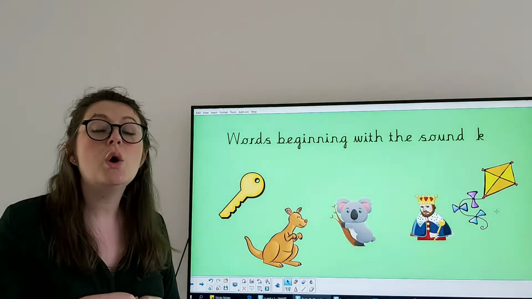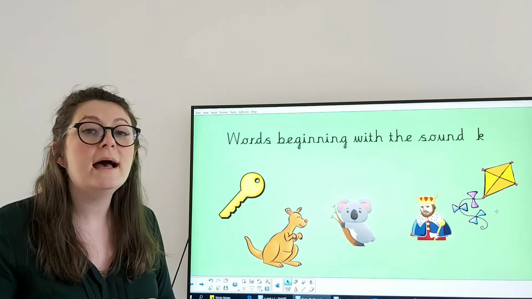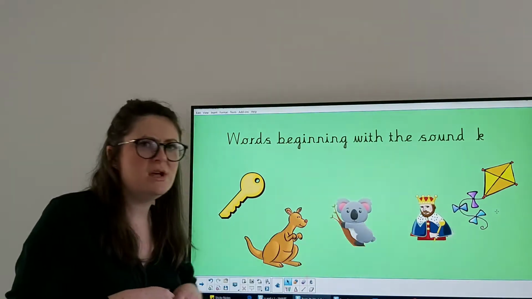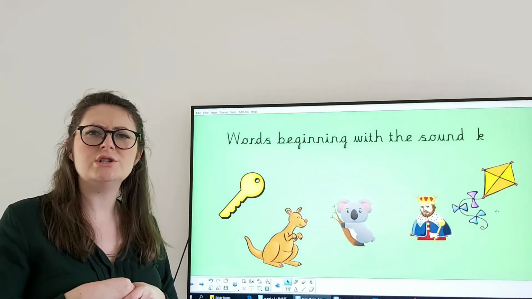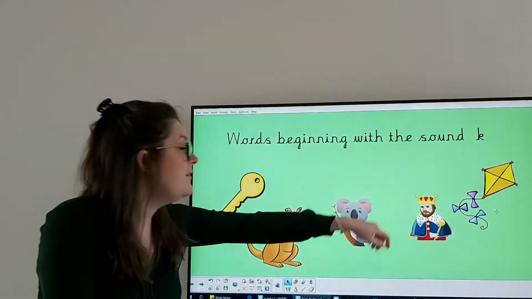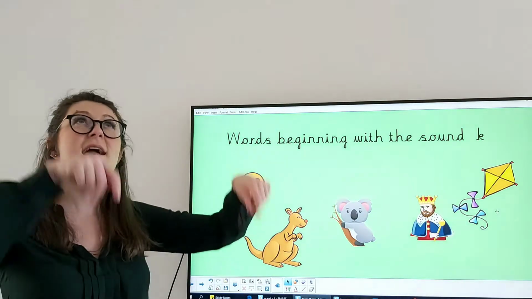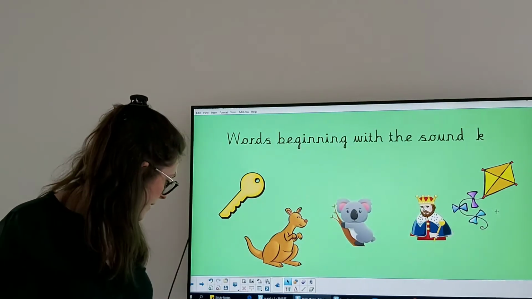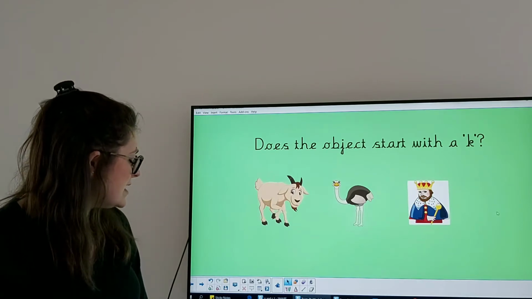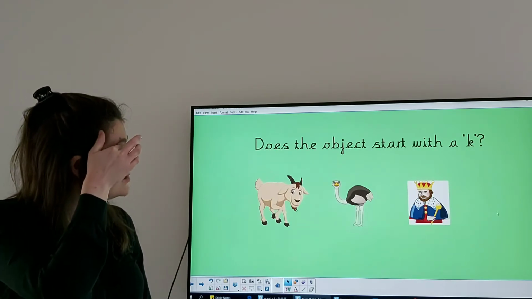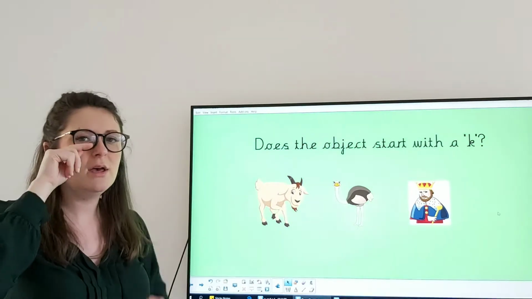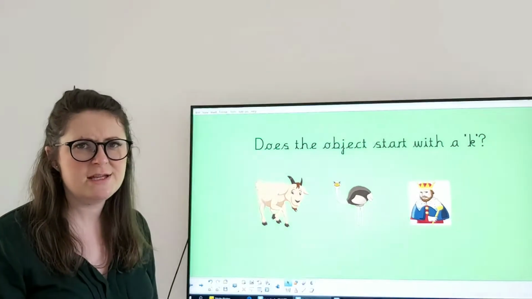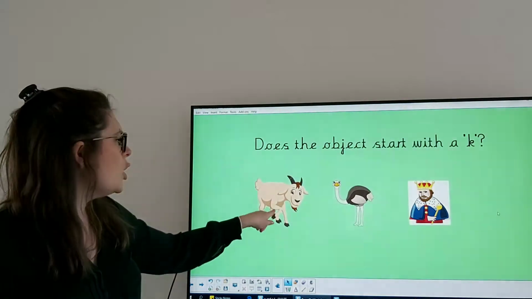And I've got a koala, and I've got a king. He's very important, a king. And finally, as we've already said, we've got a kite that we fly in the sky, kite. Super. Now I've got some pictures here and we need to have a think whether these objects start with the sound K. So let's say them all first. Are you ready? Say it with me at home.